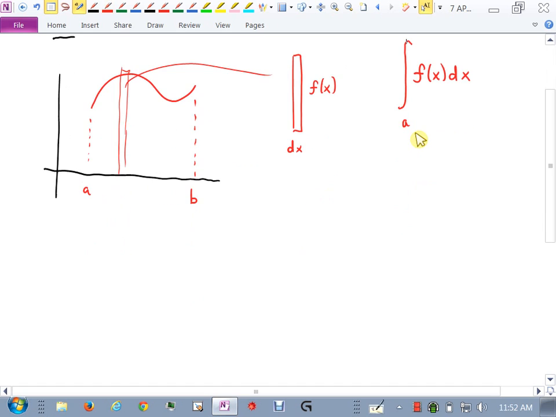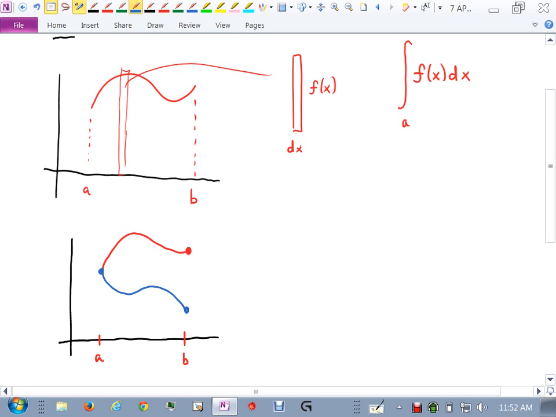Now what we want to do is imagine that instead of one curve, we have two. So I'll put my A and B here again. I'll put my red curve in there, and then I'll put a blue curve. I'm going to make the blue curve start at the same point as the other one, but not necessarily end at the same point. If I want to find the area between these two curves, then I'm talking about this area. That's what I'm referring to.